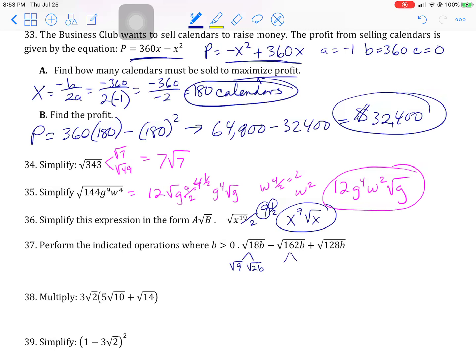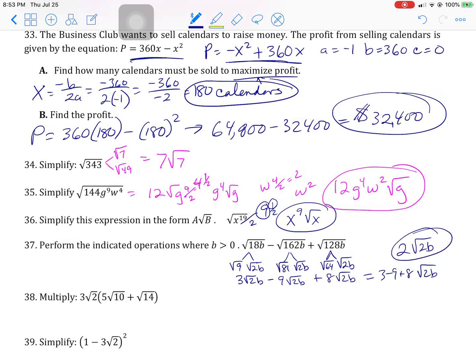162 is an even number, divided by 2. See what you have left. If you divide it by 2, you'll find out it's an 81 and a 2 left. 128 divided by 2, it's an even number. You get 64 2b. This is where it comes in handy knowing all your squares. So this is going to be 3 square root of 2b minus 9 square root of 2b plus 8 square root of 2b. So we're just taking 3 minus 9 plus 8 square root of 2b. So that's going to be 2 square root of 2b.